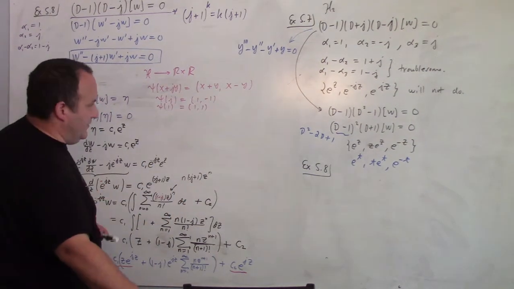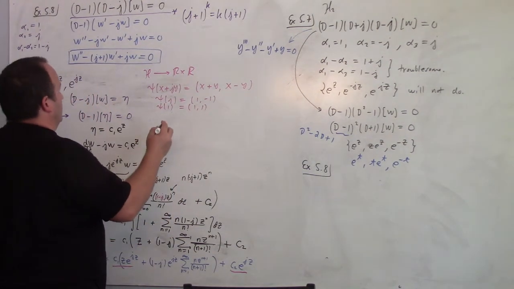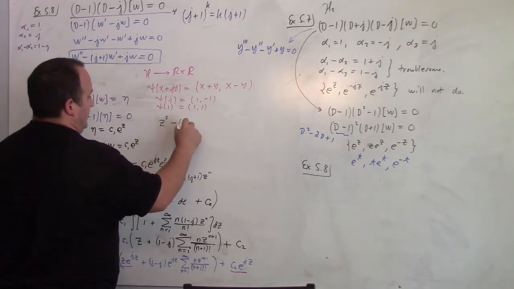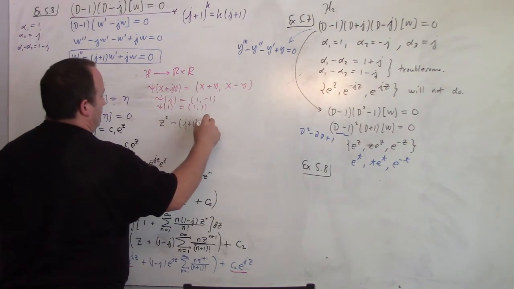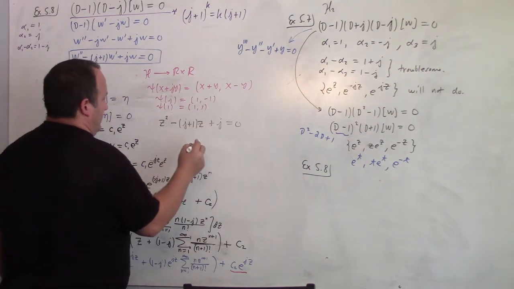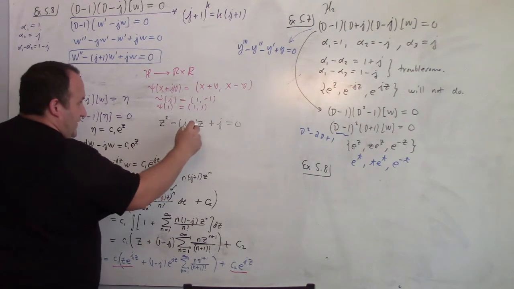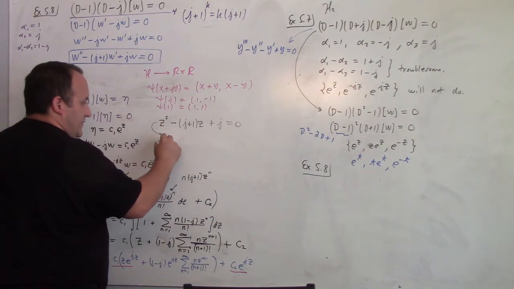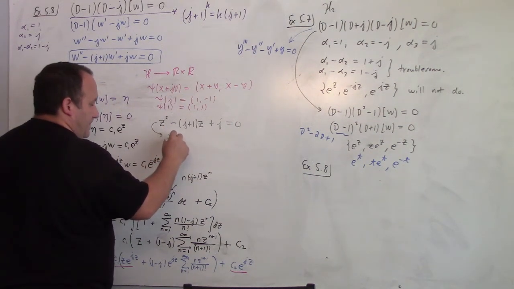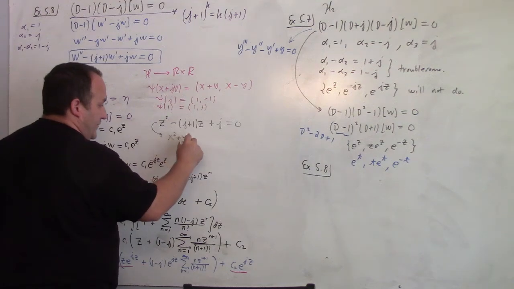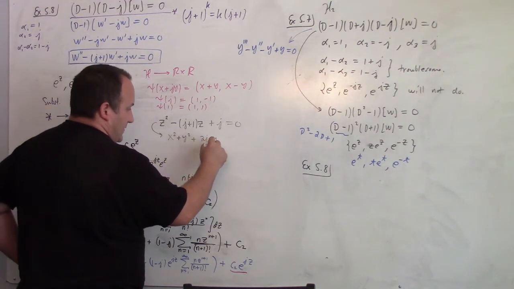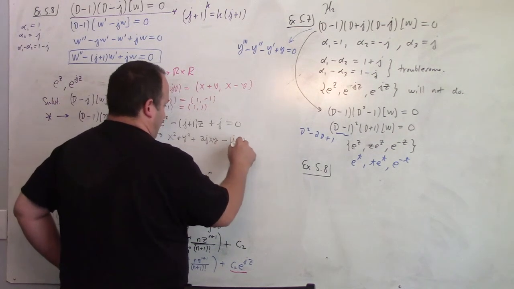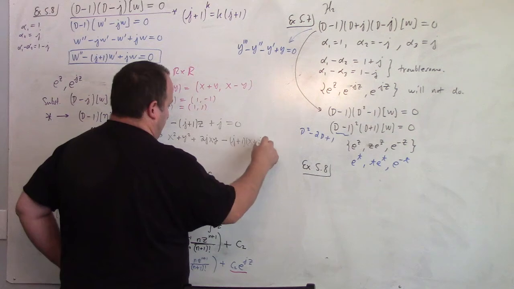So what is this? You want to look at the characteristic equation? Yeah, that's what I was doing. So we get z squared minus (j plus 1) times z plus j equals 0. So feed that to your psi, right? So this is actually x squared plus y squared plus 2jxy minus (j plus 1) times (x plus jy), plus j.